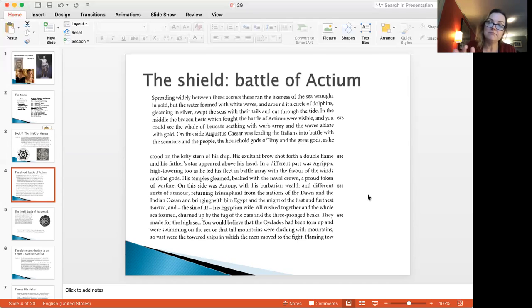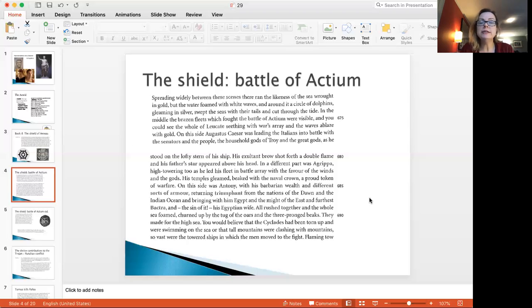Okay, so that's the Augustan side. On this side was Antony with his barbarian wealth and different sorts of armor, returning triumphant from the nations of the dawn and the Indian Ocean, and bringing with him Egypt and the might of the East and furthest Bactra and the sin of it, his Egyptian wife, right?